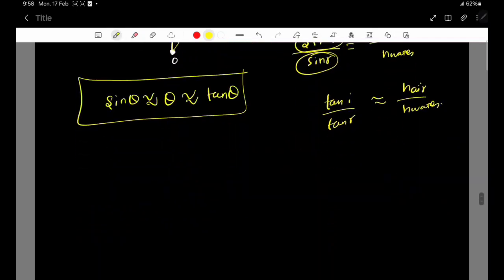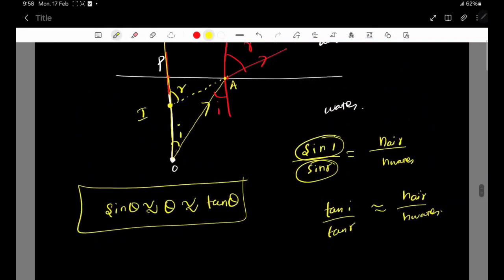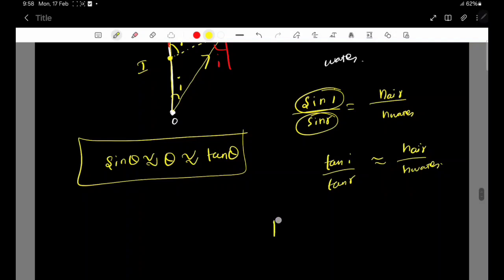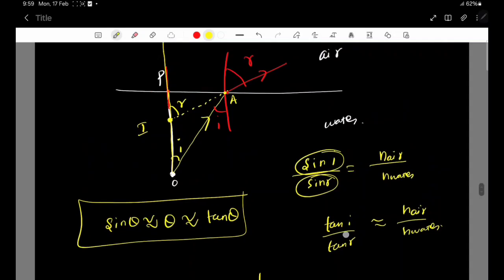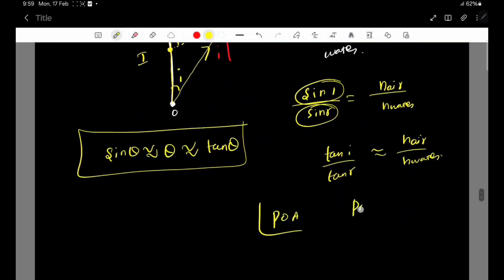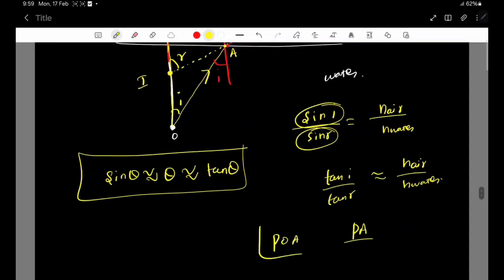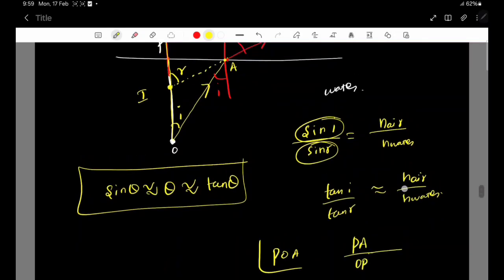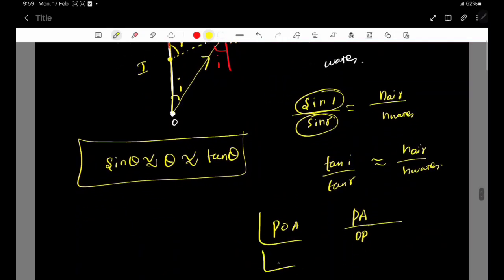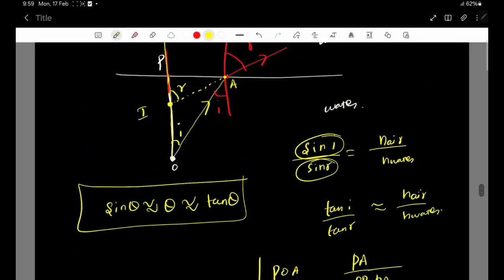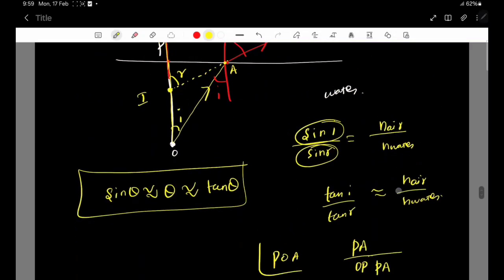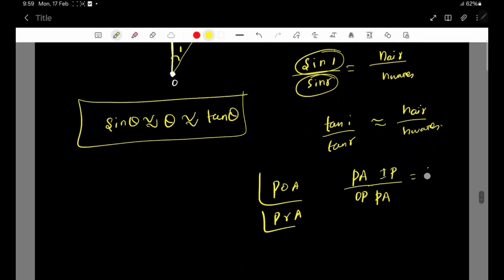Okay, the tan i can be found by considering this POA triangle. In this POA triangle, you can very clearly say that tan i equals the opposite side PA over the adjacent side OP. Similarly, if you consider the PIA triangle, from there you can infer tan r equals PA over the adjacent side IP, which is equal to n air by n water.